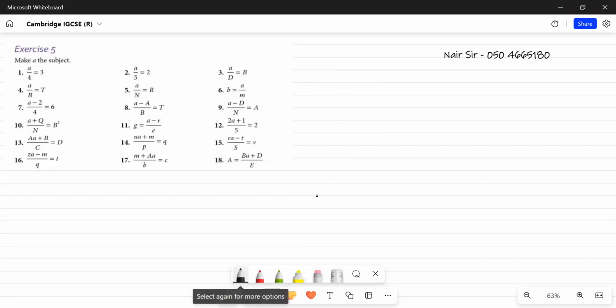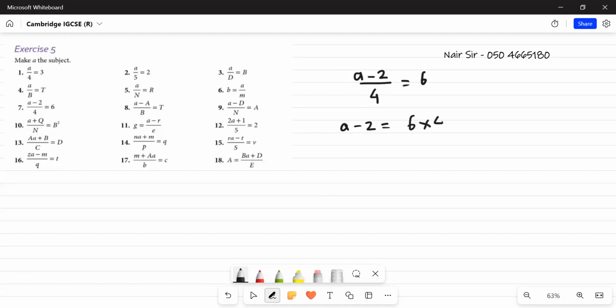Quickly, let's do it. I will not do 4, 5, 6. I will go directly to 7. A minus 2 upon 4 is equal to 6. Now, in this, there are two operations. So, I can write this as A minus 2. Sir, 4 is divided, it goes to this side, becomes multiplied. A minus 2 is equal to 24. So, A, now here, this is minus. If it goes over here to this side, what does it become? Opposite of minus is plus. So, this will become 24 plus 2, and that is nothing else but 26. Let's go to the next one.